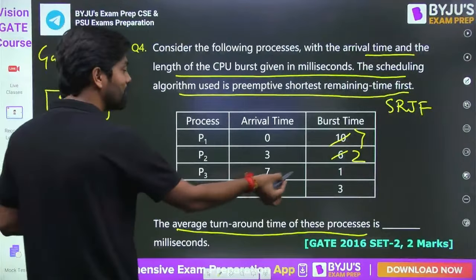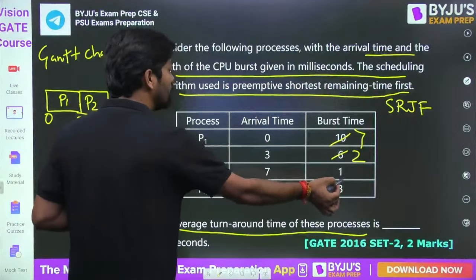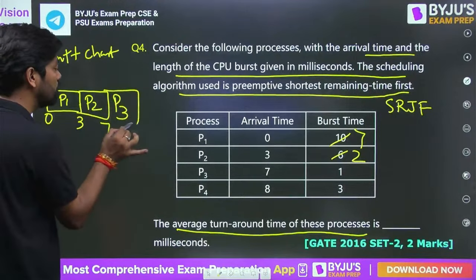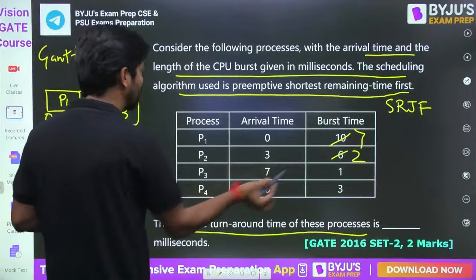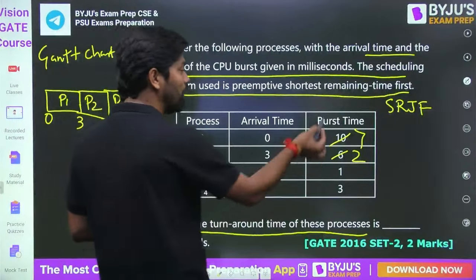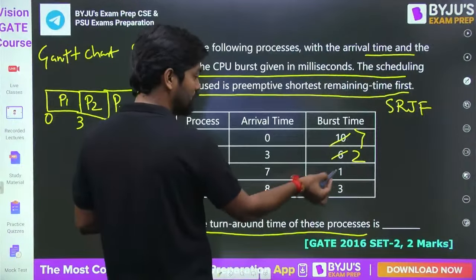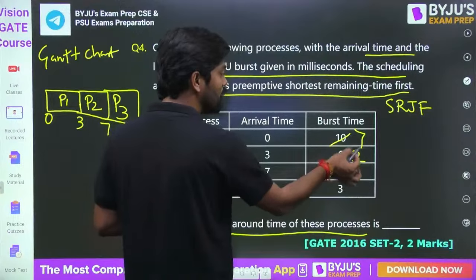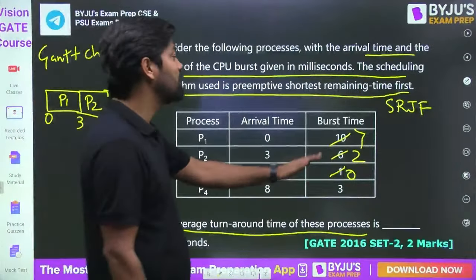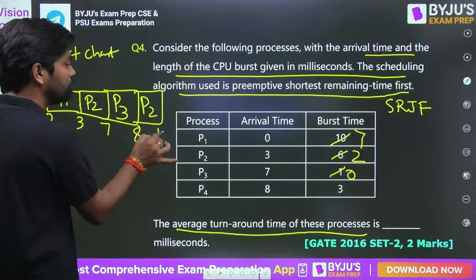Now I am at 7. We have P2 and P3. Because P3 has the lower burst time, P2 has been preempted and P3 will be scheduled to the CPU. P3 has only one burst time, so 7 to 8. Now I am at 8 and I have all the processes. The remaining burst times are 0, 3, 2, 7. The process with the lower burst time will be scheduled, so P2 will be scheduled from 8 to 10.